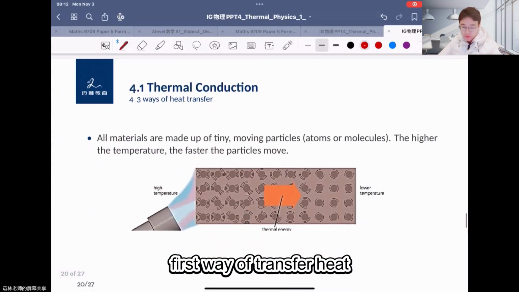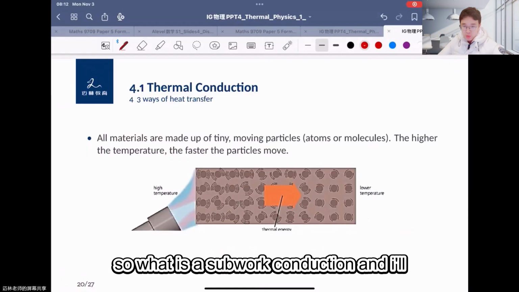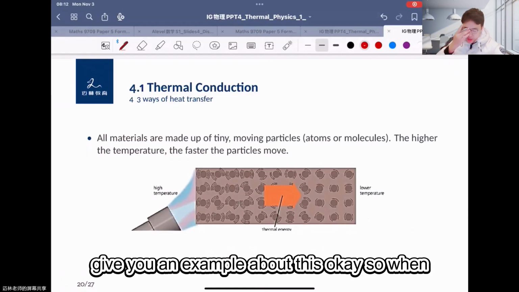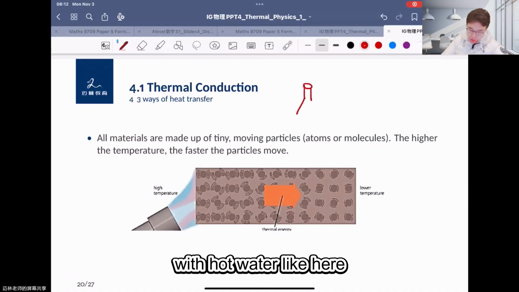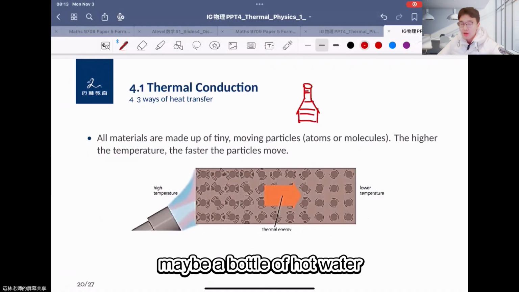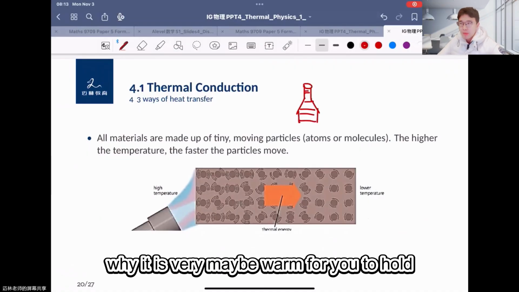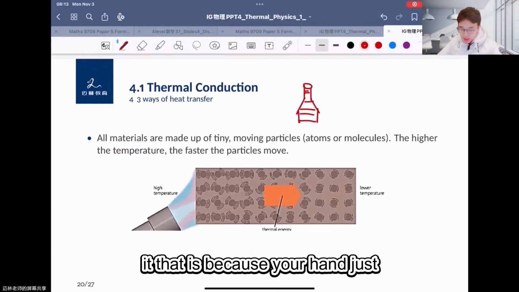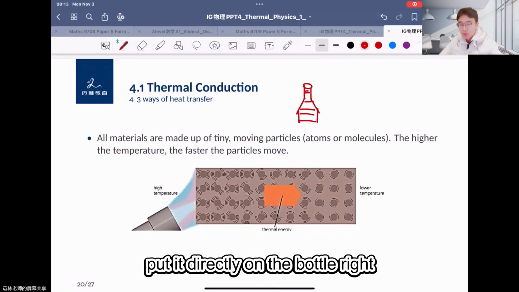It's the first way of transferring heat, called thermal conduction. So what is thermal conduction? I'll give you an example. When winter comes and you are using a bottle of hot water, why is it warm for you to hold it? That is because your hand is directly on the bottle, right?